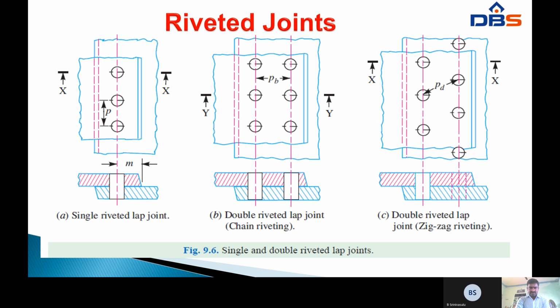Now, this is the riveted joint. First one, single riveted lap joint. Next, double riveted lap joint, chain riveting. The number of holes are different. Next, double riveted lap joint, zigzag, and the holes are in a zigzag direction. This is the most important difference between the single riveted lap joint, the double riveted lap joint with chain riveting, and the double riveted lap joint with zigzag riveting.